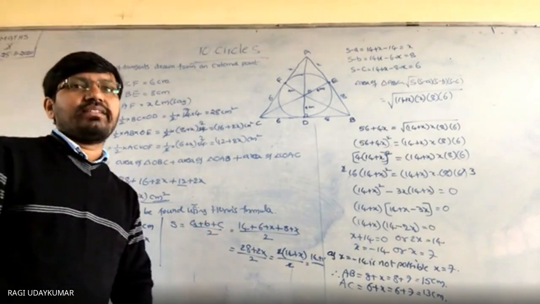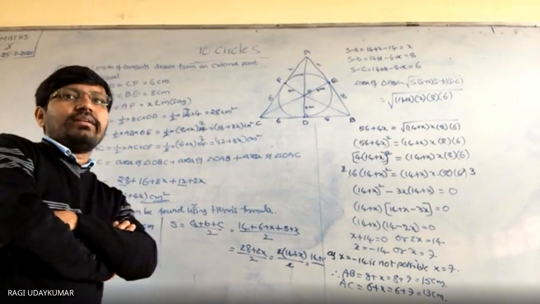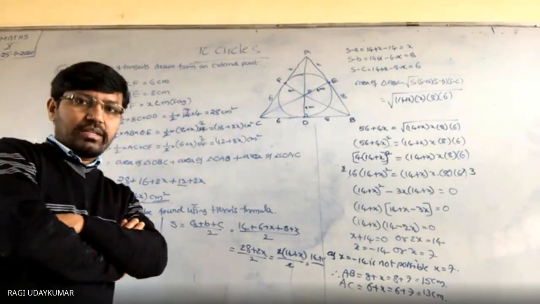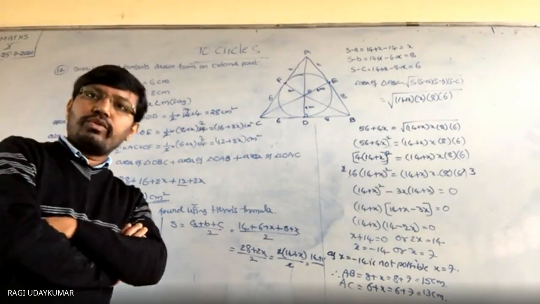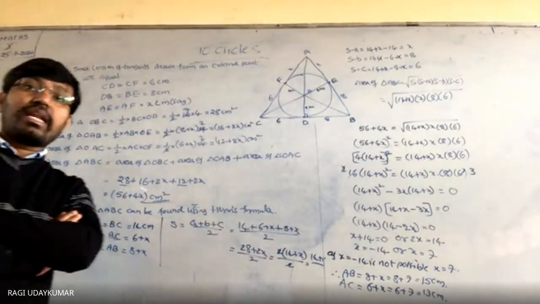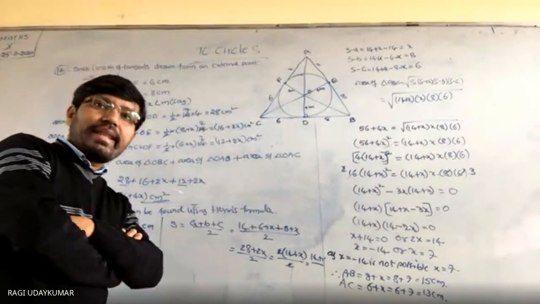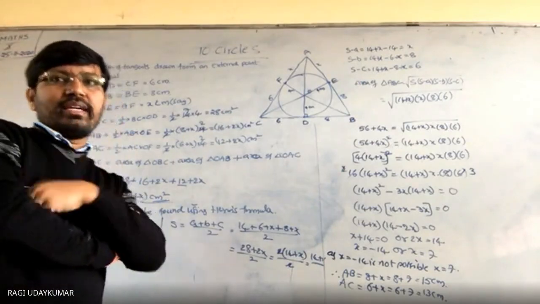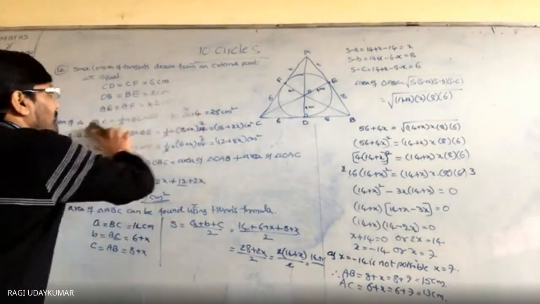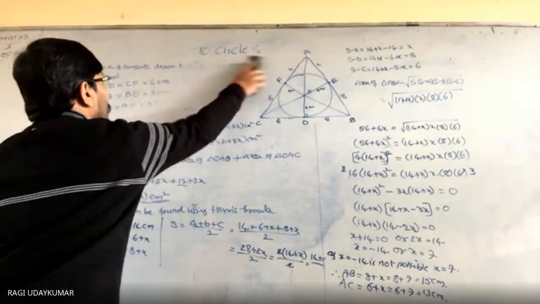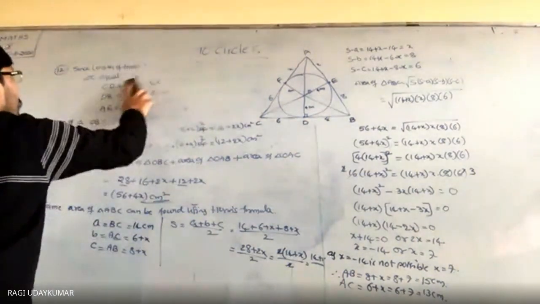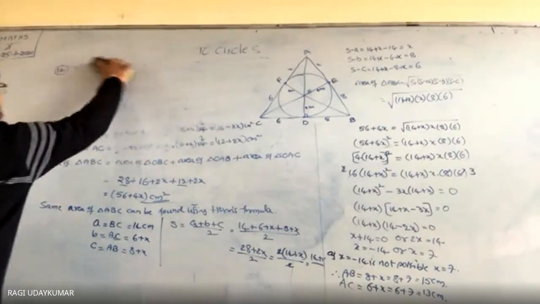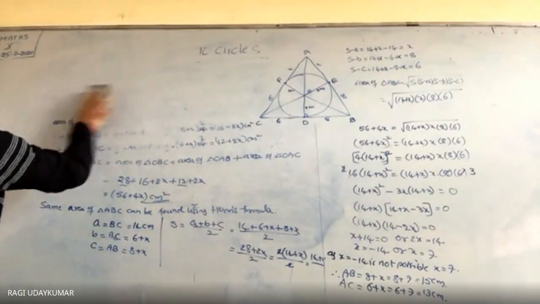Prove that the opposite sides of a quadrilateral circumscribing a circle subtend supplementary angles at the center of the circle. The question is given: prove that opposite sides of the quadrilateral circumscribing the circle subtend supplementary angles at the center of the circle. Okay? Understood? Okay, I will draw the figure on the board and explain. This is not a very complicated problem, but figures get a bit clumsy.